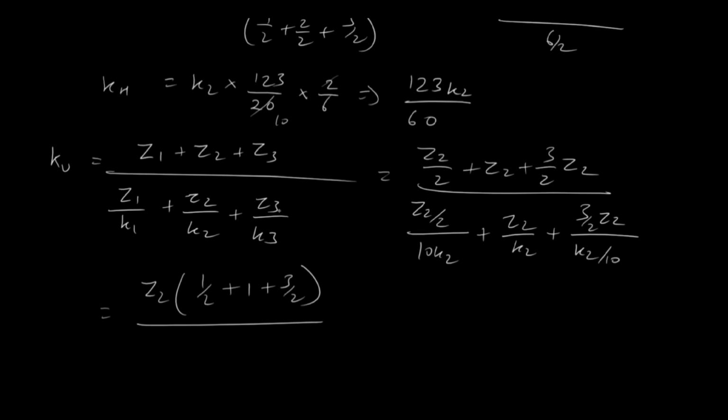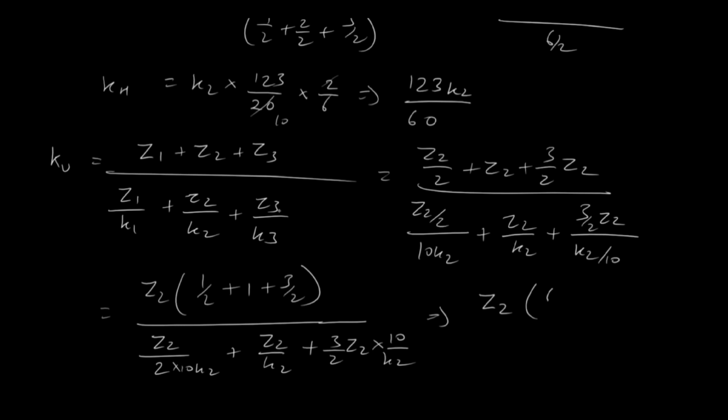So if we take Z2 as common here, 1 by 2 plus 1 plus 3 by 2. And before taking Z2 and K2 in common, we'll normalize the denominator, which is Z2 by 2 into 10K2 plus Z2 by K2 plus 3 by 2 Z2 into 10 by K2, where Z2 will be 6 by 2 divided by, down we'll take Z2 and K2 as common, Z2 by K2. So 1 by 20 plus 1 plus 30 by 2.